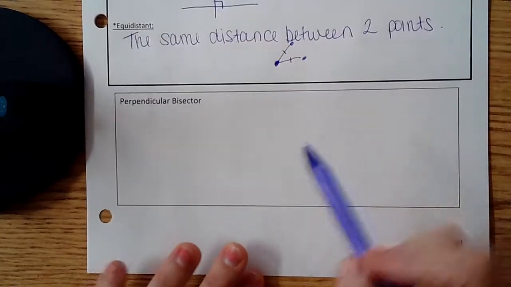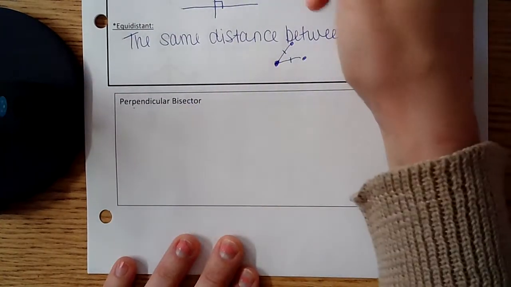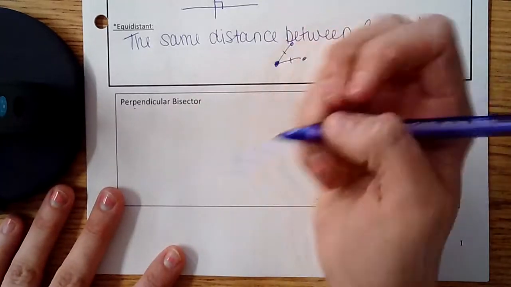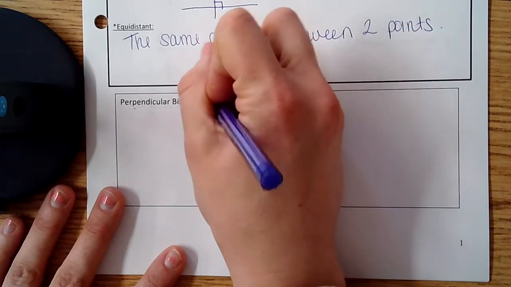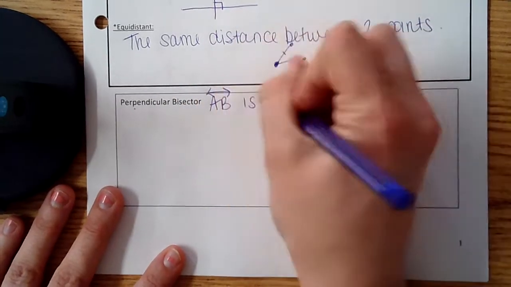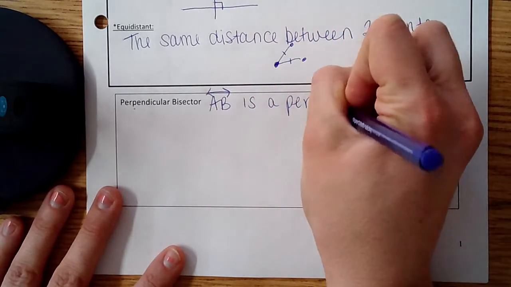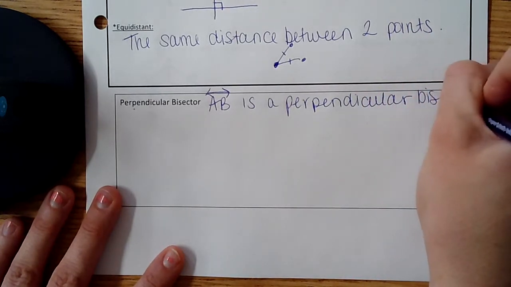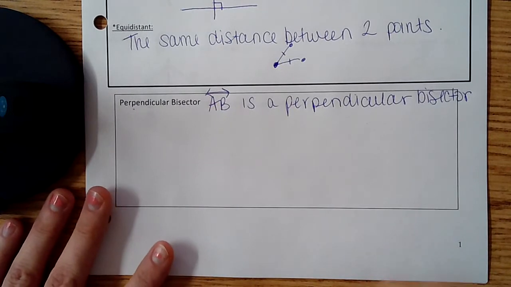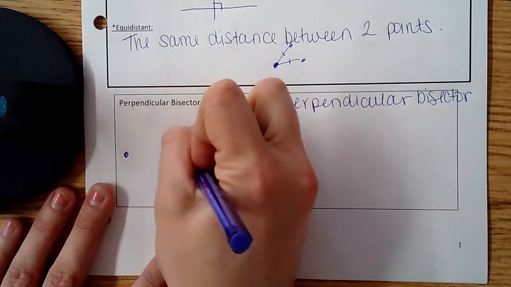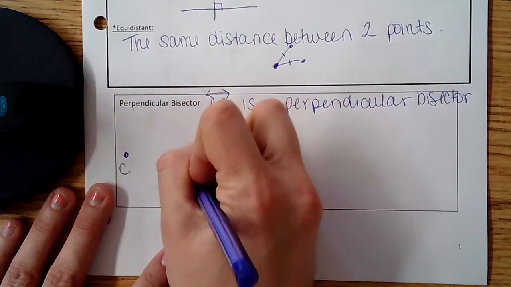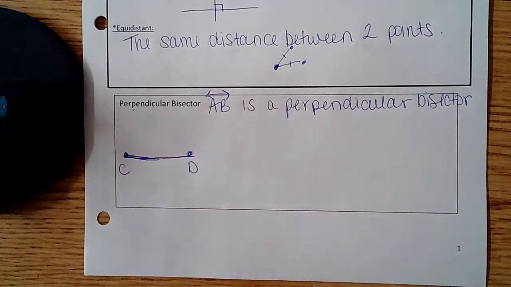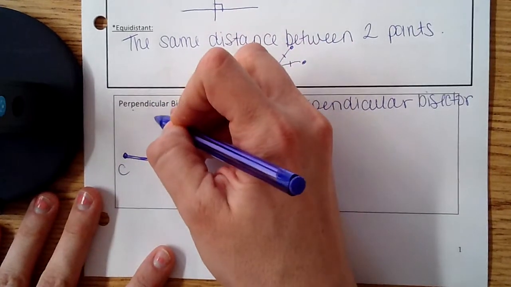Now, the main event here, a perpendicular bisector. We're taking these two words and putting them together. We know that AB is a perpendicular bisector. So I'm going to draw a little figure here. We have the segment CD. Sorry, there's a dip in my table here.